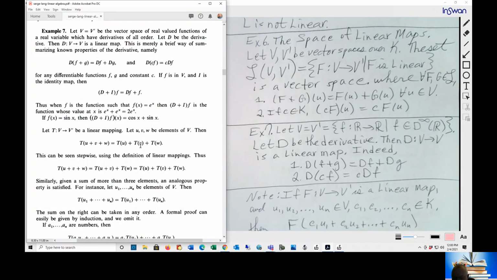For indeed, we know that the derivative of a sum of two functions is the sum of the derivatives of the two functions, D(f + g) equals Df + Dg, and number 2, the derivative of a scalar times a function equals the scalar c times the derivative of the function. That's just basic Calc 1, isn't it? That we've known for years.